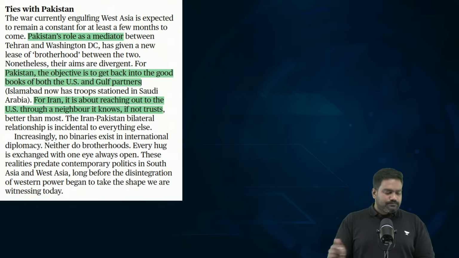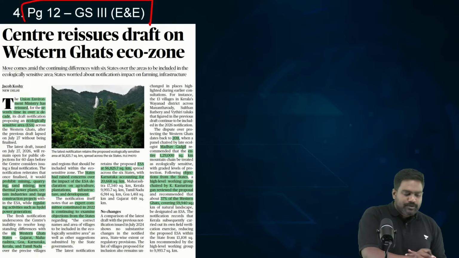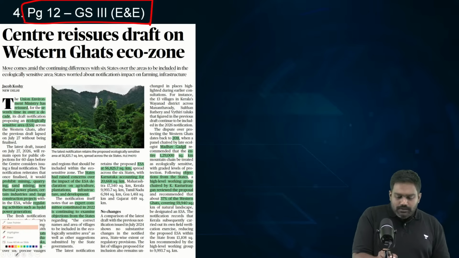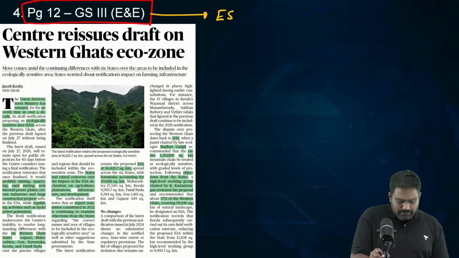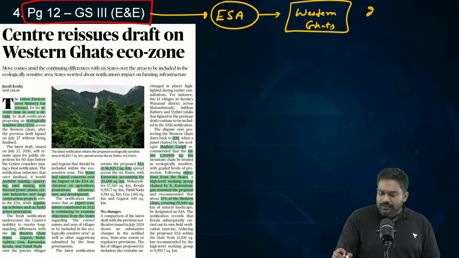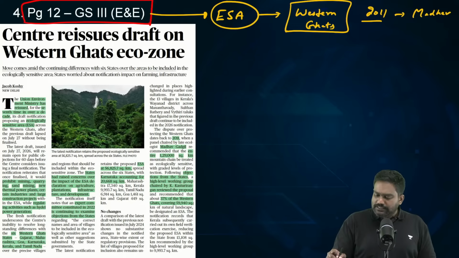Now, moving on, let's look at some important updates with regard to prelims and mains. On page 12, we have an article related to ecologically sensitive areas or ESAs in the Western Ghats. See, back in 2011, the then UPA government had appointed the Western Ghats Ecology Expert Group, led by famous ecologist Madhav Gadgil, who recently passed away.